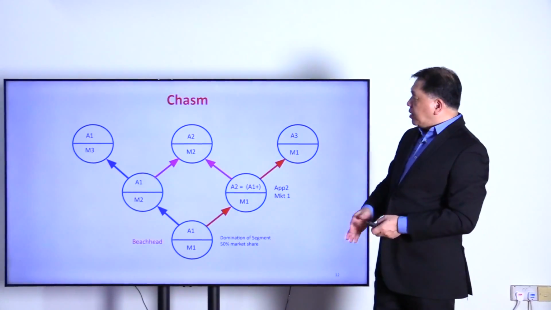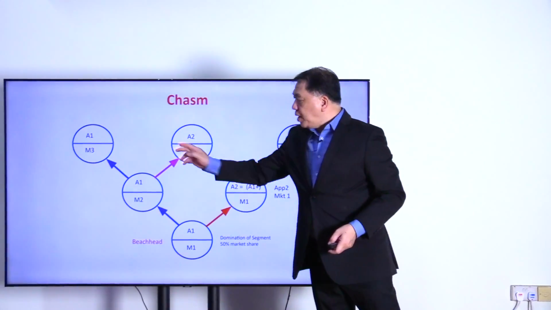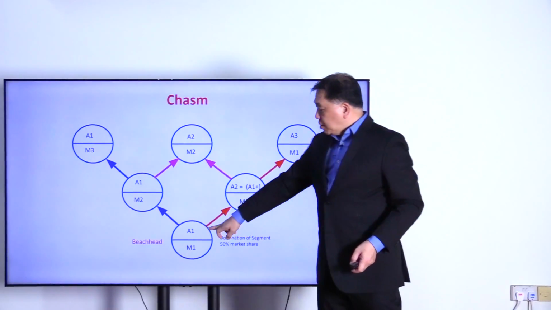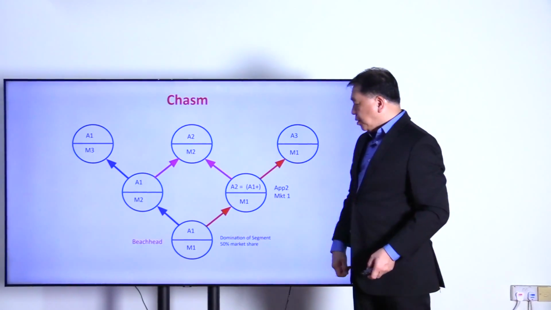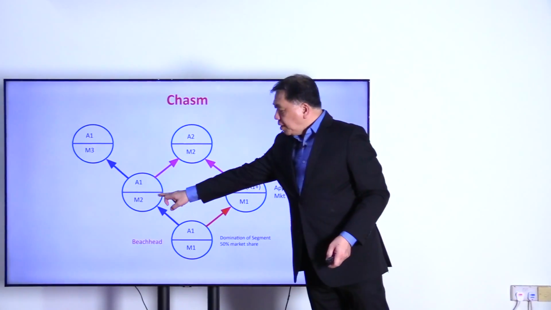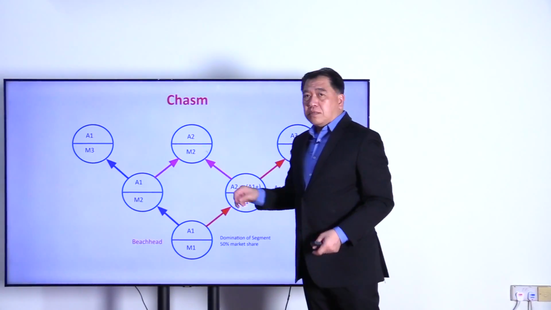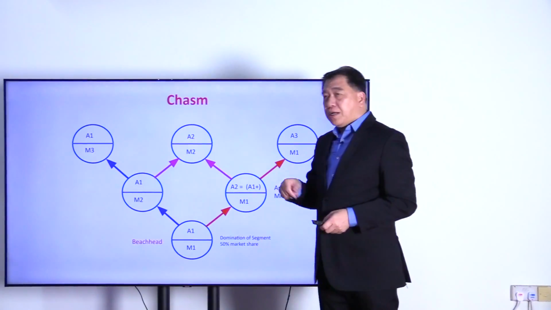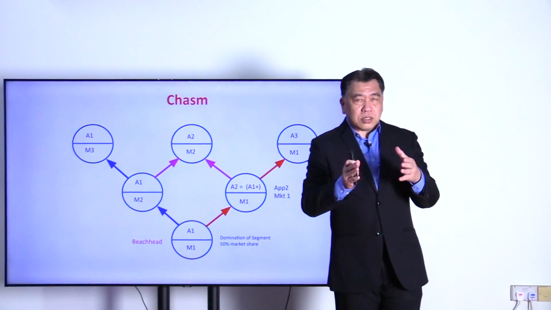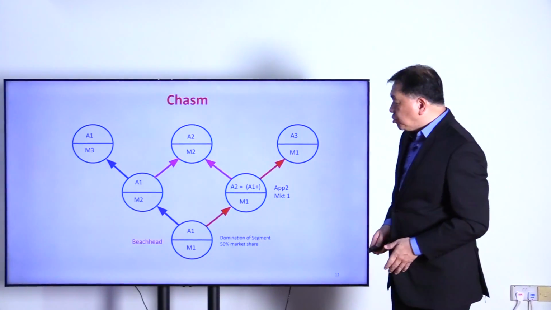What happens is that when you go either way, this way or that way, there's only one variable change. A1 never changes, M1 never changes. And when you come to this point, M2 and A2, there's no risk because you know the market already. All right? So that's how you cross the chasm using the bowling pin strategy.